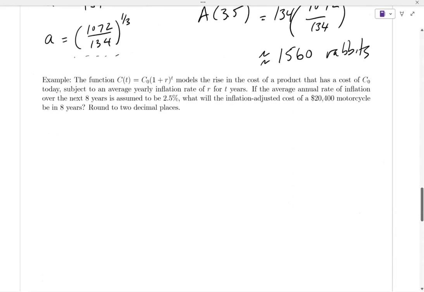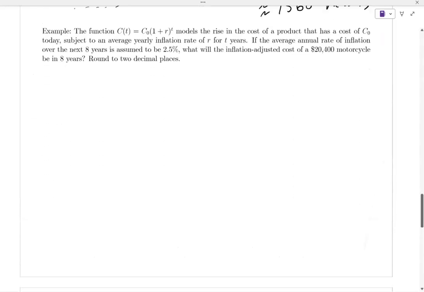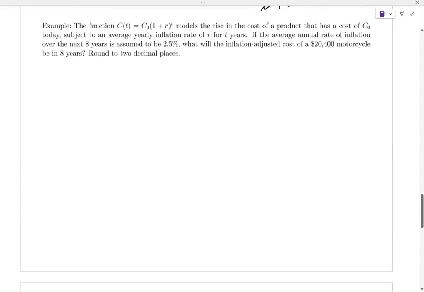All right. So the next few are just giving us other applications of problems that either are exponential functions or look like exponential functions, but not quite that exponential form. So in this one, it's telling us that we can model the price of a product if we know what the yearly inflation rate is. So notice that the form looks like 1 plus r raised to the t power.